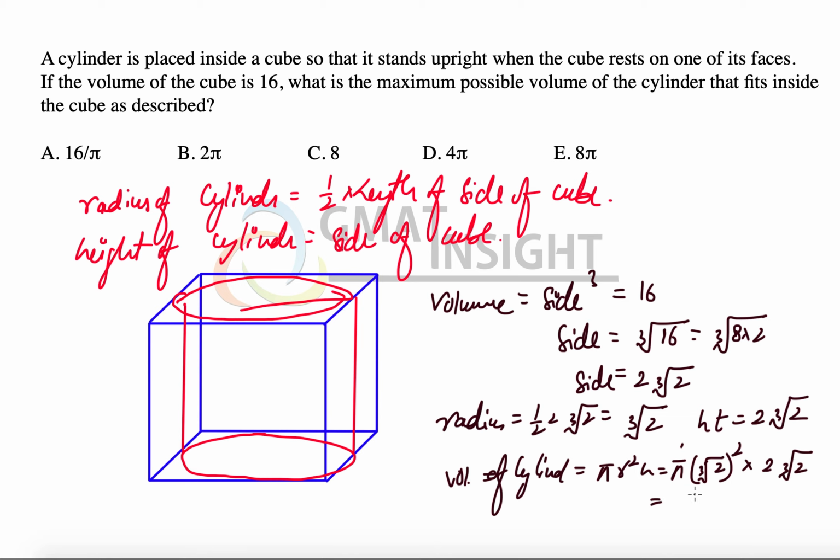Now if we multiply them, cube root of 2 square and then this, that means cube root of 2 has come 3 times, which is equivalent to a 2, and we have another 2 here. That means we have 4 pi as the volume of the cylinder. So answer to the question becomes option D.